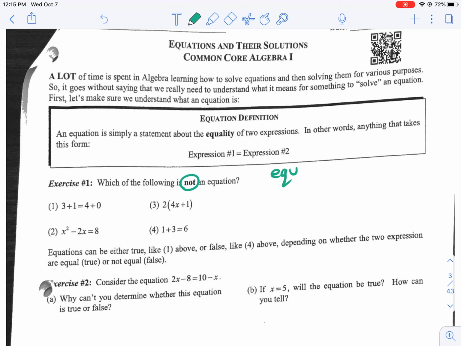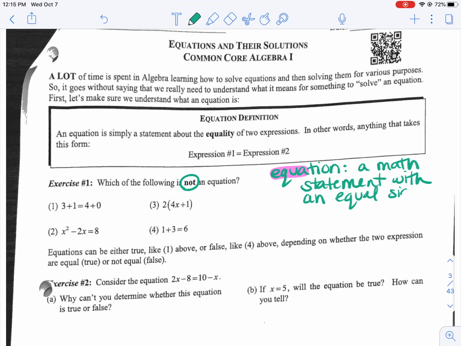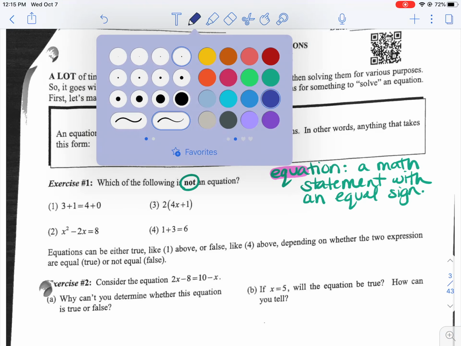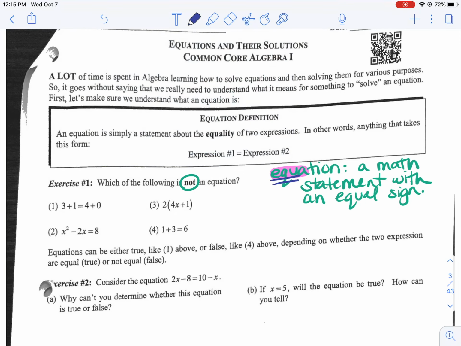So let's just remind ourselves that an equation is a math statement with, guess what kind of symbol? You should be writing this down, please: with an equal sign. Now the other key word for today is expression. An expression is the same thing, but guess what it does not have? A math statement with no equal sign.